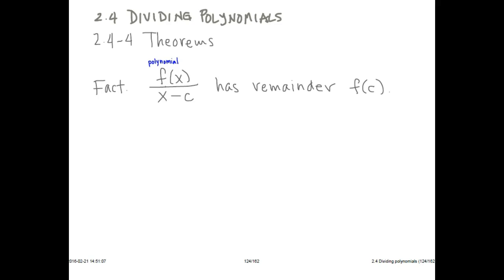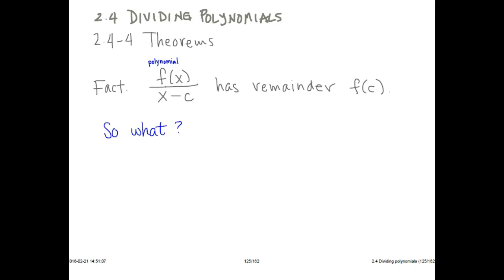Okay, next one. Suppose that we take a polynomial f of x and divide it by x minus c. Whatever that constant term c is, here, the remainder of the polynomial is going to be f of c. In other words, the polynomial evaluated right there. This fact turns out to have some rather profound results.